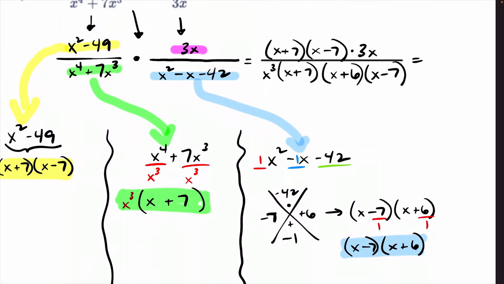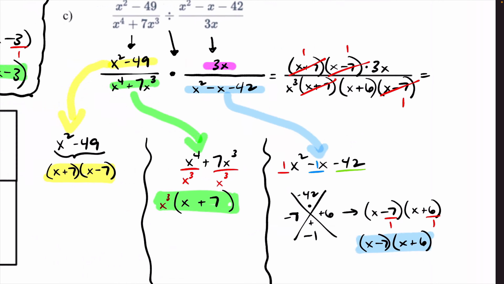Okay. Start with binomials. Any binomials I can simplify to be 1? Yeah, x plus 7 and then x minus 7, right? Okay, so let's see what we have left. On top I have 1 times 1 times 3x. On bottom I have x to the third times x plus 6 times 1.